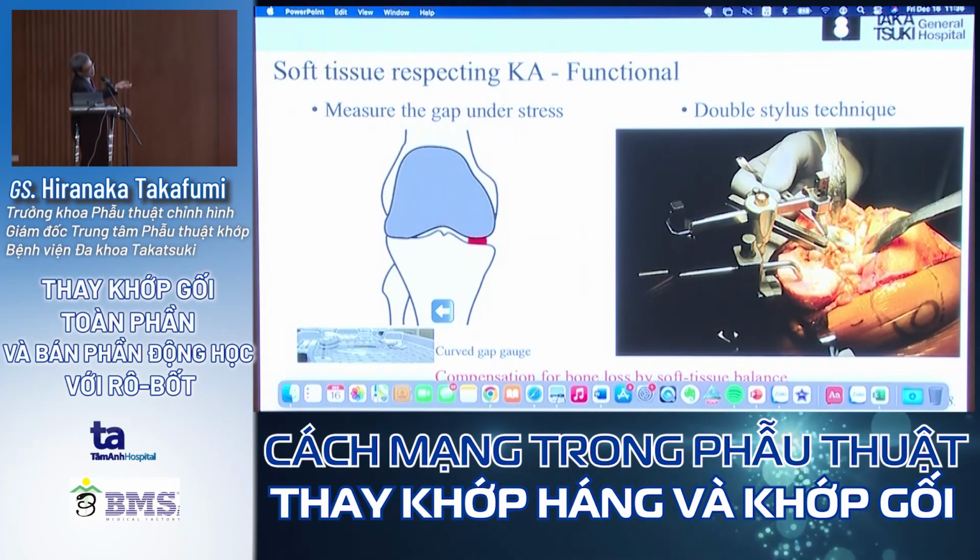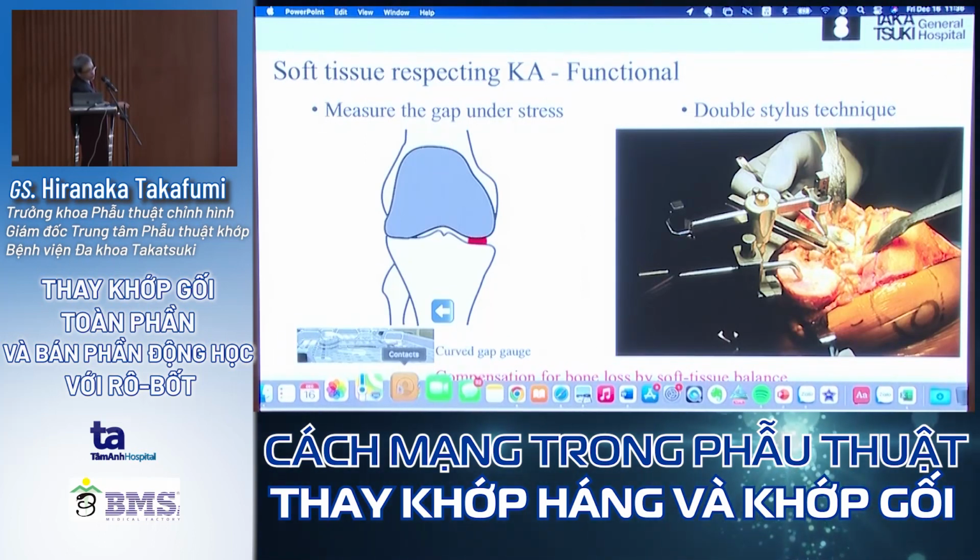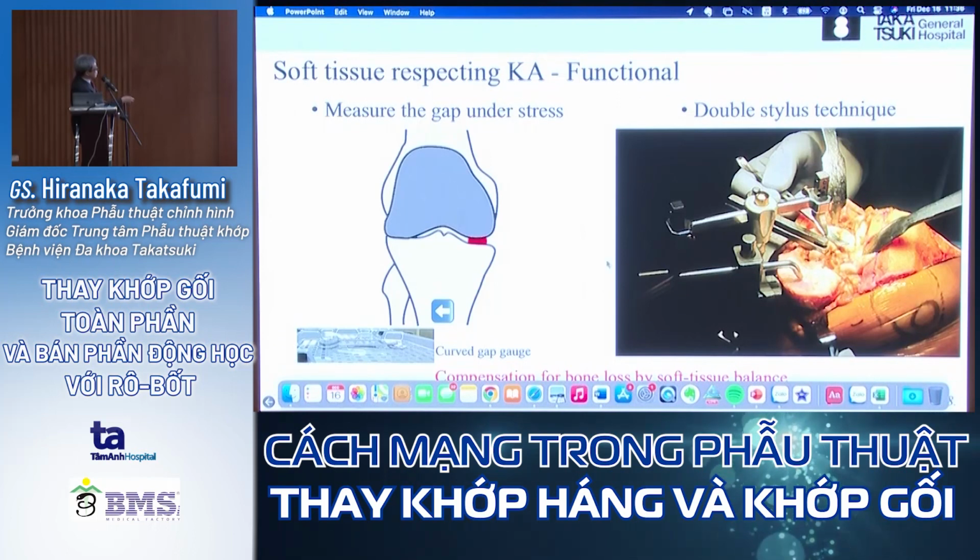This is another technique for this soft tissue respecting kinematic alignment. After the distal femoral cut, set the femoral trial and measure the medial gap, applying the vertical stress, and measure this space using the special curved gap gauge. So using this, we can accurately measure the space.